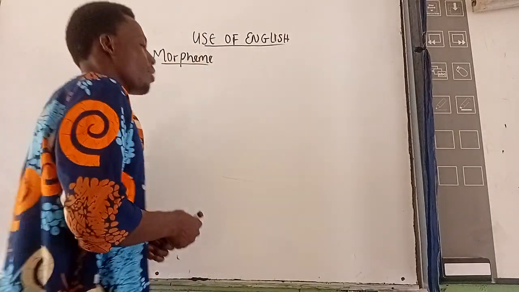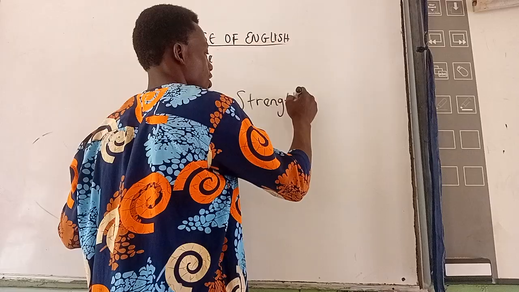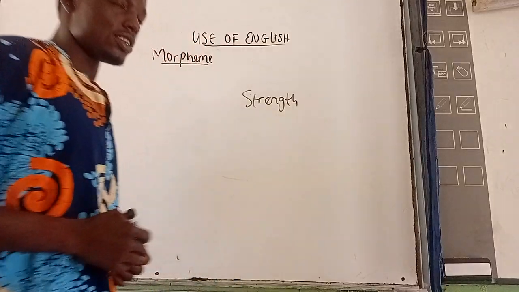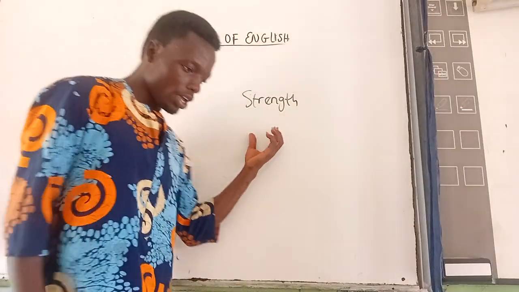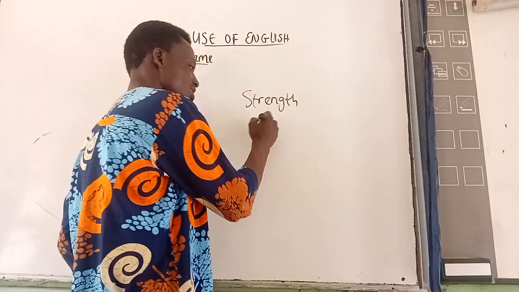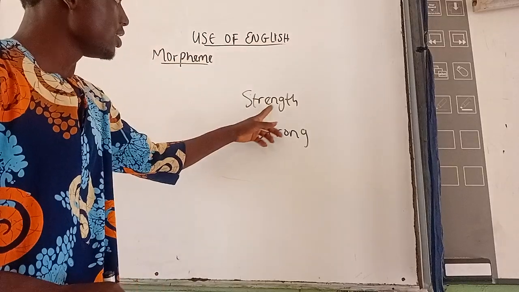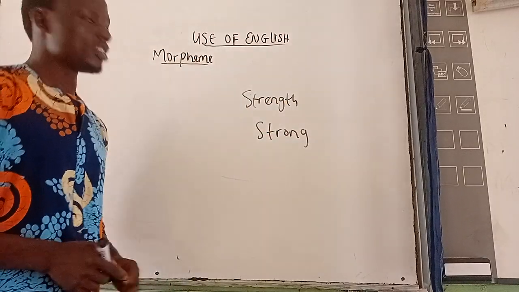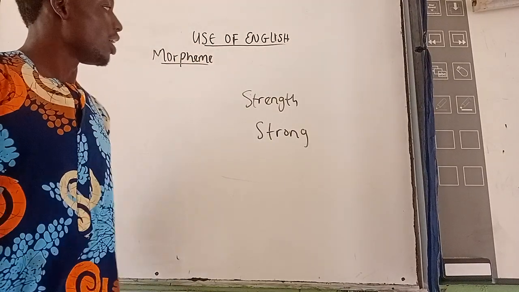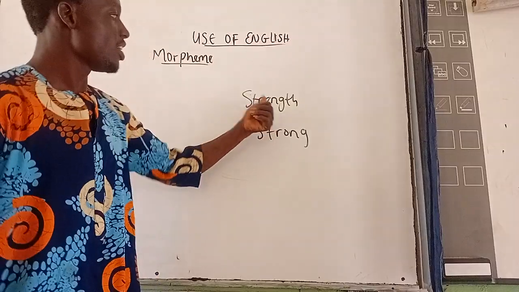Now, how many morphemes do we have in the word strength? Somebody will say one. No, it's two. I told us about the replacive morpheme earlier. The root word of strength is strong. So we replace O with E and TH. This is replacing. It's not a derivational morpheme. It's a replacive morpheme.